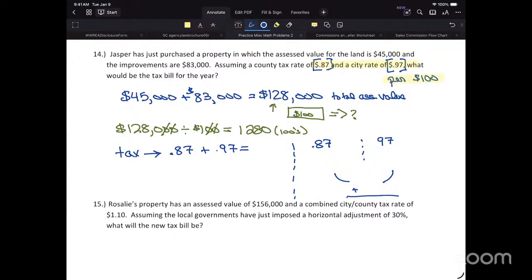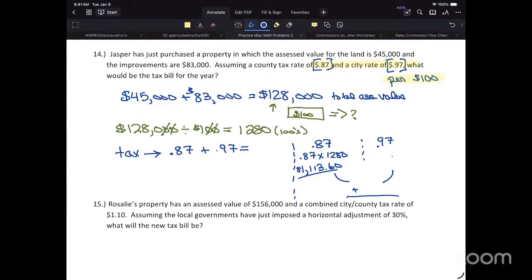For the 87 cents side, I got $1,113.60. Okay, so you got $1,113.60 on that side. Yep. And what did you get on the other side?